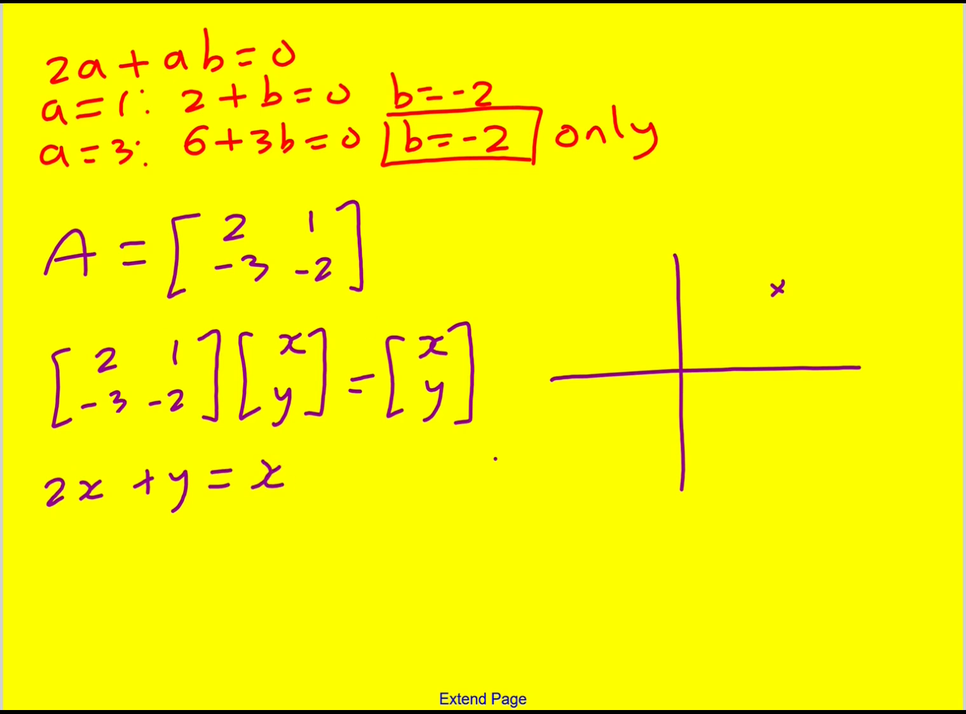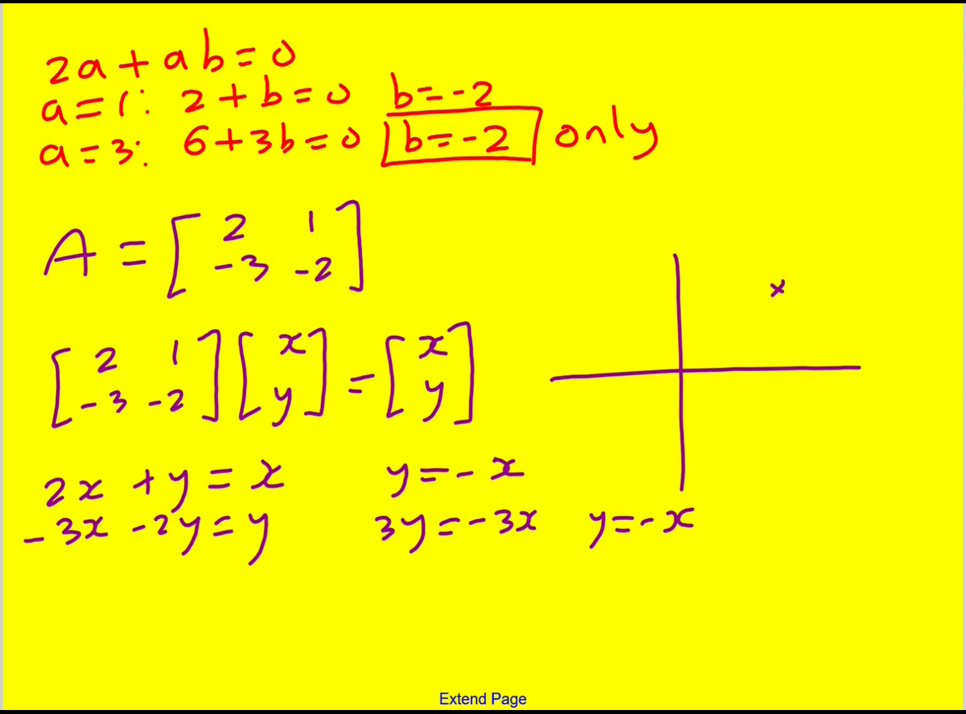I can just get rid of the matrix bit now, write it as a set of equations. And then minus 3x minus 2y equals y. The top one becomes y equals minus x, and the bottom one becomes 3y equals minus 3x, which means that y is minus x there as well. So it's all consistent.